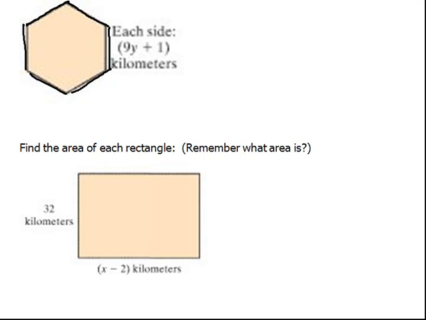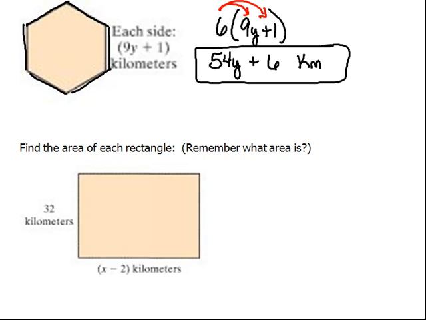So remember, multiplication is nothing more than just repeated addition. So we could add 9y plus 1 plus 9y plus 1 plus 9y plus 1, on and on and on. Or we could use the shortcut version, which would be to say 6 of those 9y's plus 1. Now, do you see a distribution here? Absolutely. We have to distribute that 6 throughout those parentheses. So 6 times 9y would be 54y, and 6 times a positive 1 would be a positive 6. Our perimeter now would be 54y plus 6 kilometers.